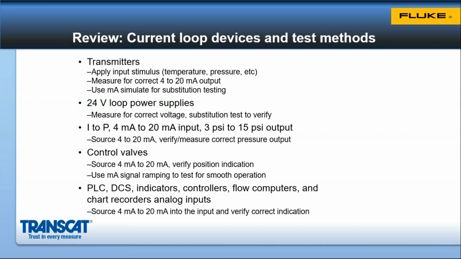Control valves, you can source 4 to 20, verify their position either manually or use the milliamp signal source for verifying the operation and movement while simultaneously interpreting the HART variables that indicate the variables of performance inside the control valve itself. And of course, testing the I/O, the inputs and outputs of controllers by sourcing 4 to 20 into the controller and knowing the range of the transmitter that supplies the signal into the loop, you can look for a correct indication of temperature or pressure on the controller and verify if it's operating correctly.